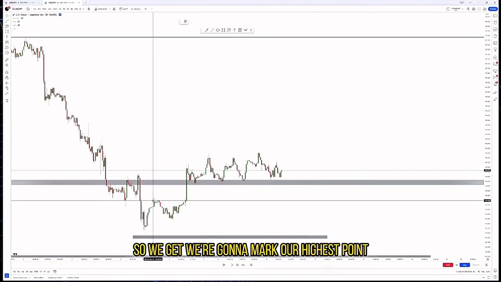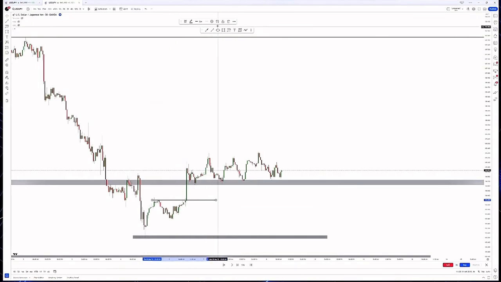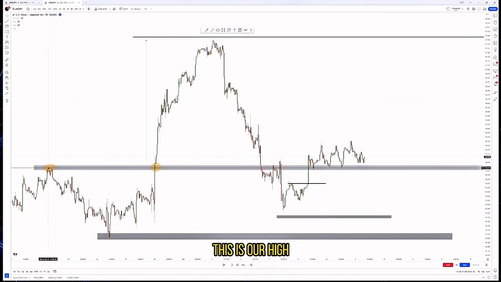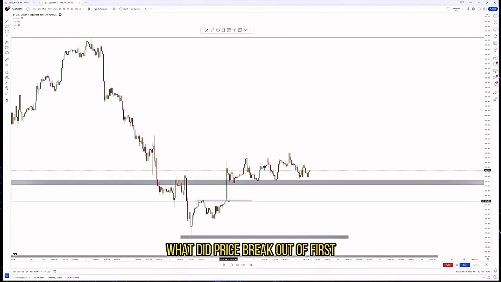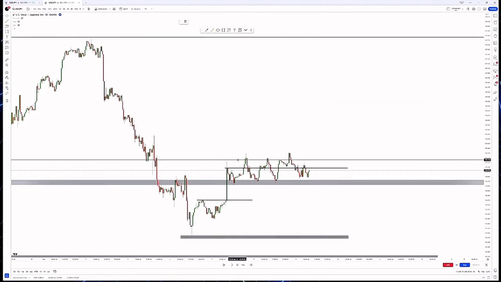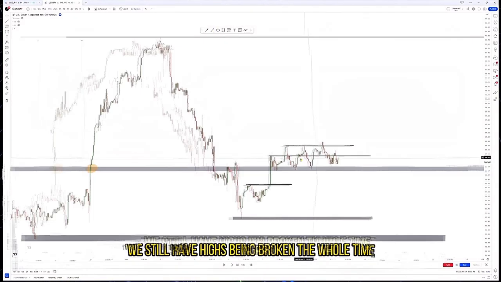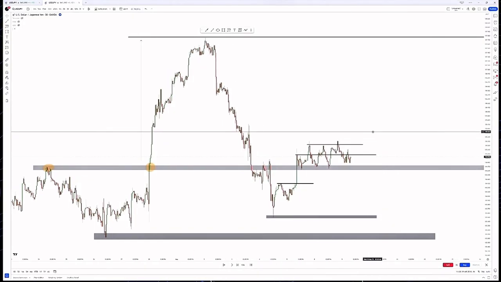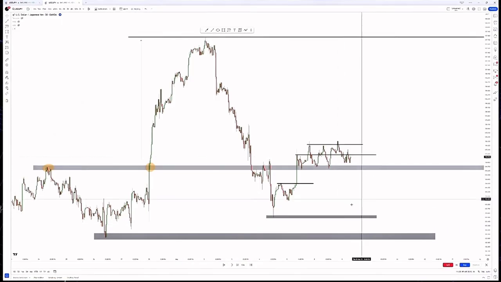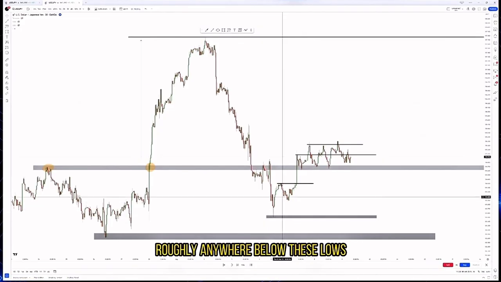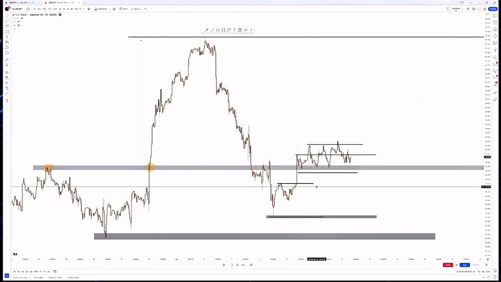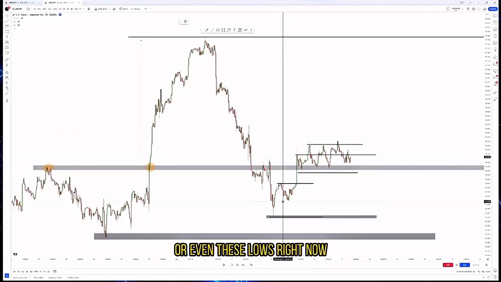So we're going to mark our highest point because this is what matters the most. And this is our lowest point. So just like the indication, this is our high, this is our lowest point. What did price break out of first? Boom. It started breaking highs. We still have highs being broken. The whole time price is breaking highs, making new highs. Now, with this being said, this is a valid area to buy above, keeping our stop loss roughly anywhere below these lows, or even these lows, right?